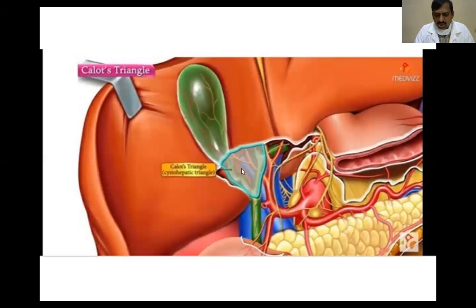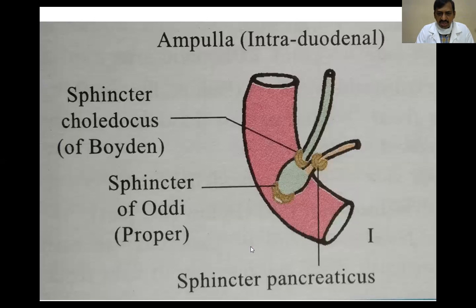That is why this Calot's triangle is very, very important in the extra-hepatic biliary apparatus. Here there are chances for the formation of cancerous tumors and the formation of stones in the gallbladder. They may obstruct in the neck of the gallbladder, or sometimes they may obstruct the CBD, common bile duct. On most occasions they obstruct at this level because it is narrow. Here it may be obstructed and it produces its own manifestation, that is nothing but obstructive jaundice.